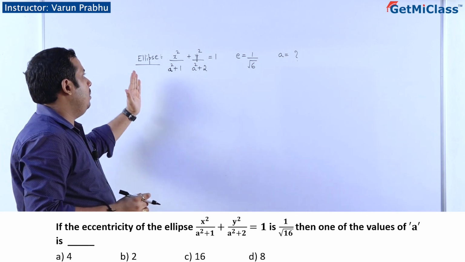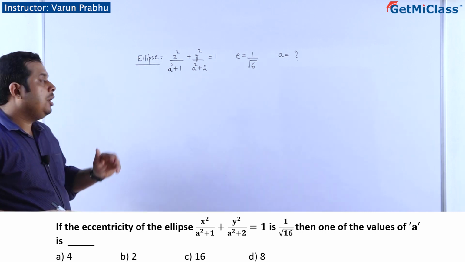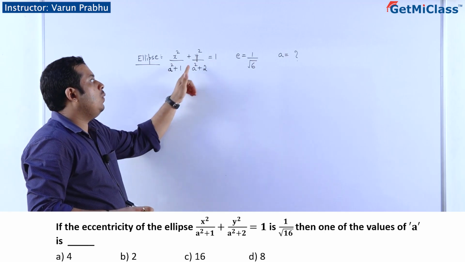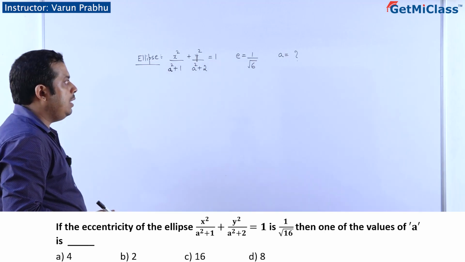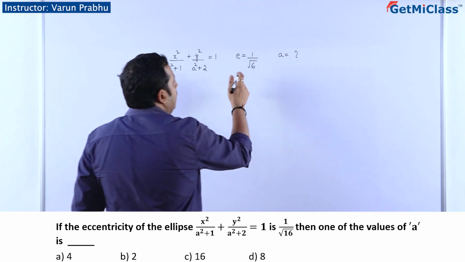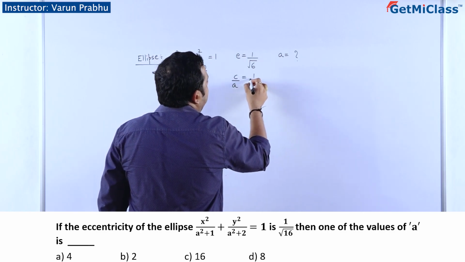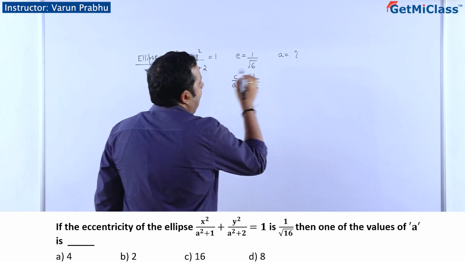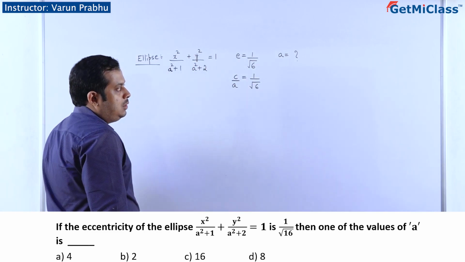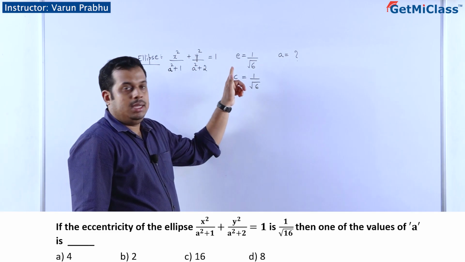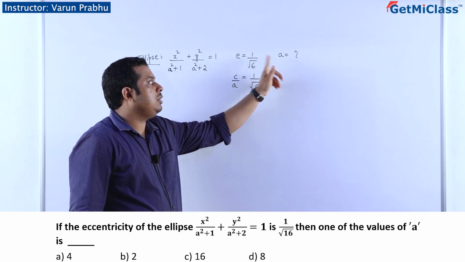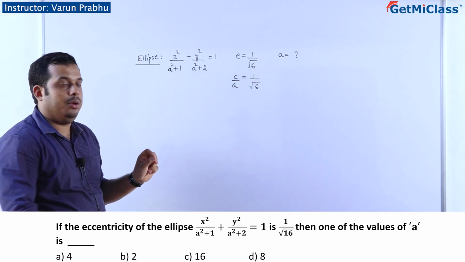If you look at this problem now, this is an important question. x square divided by a square plus 1 plus y square divided by a square plus 2 is equal to 1. Now eccentricity is given in the problem as 1 divided by root 6. Root 6 is an irrational number. Now what is the value of a is the question asking you.